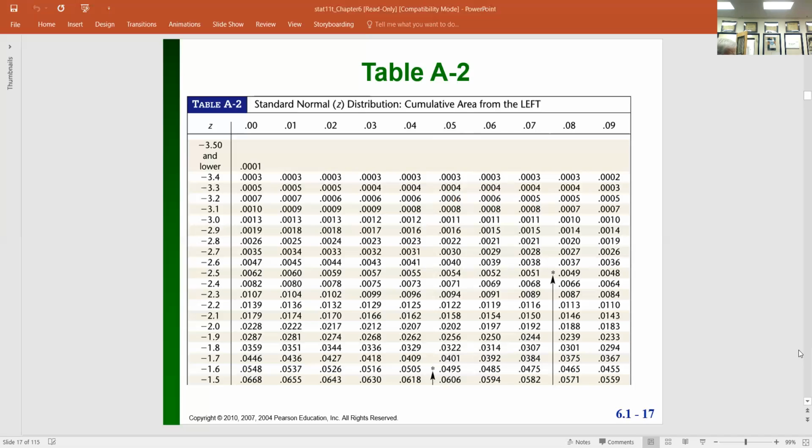Now remember that we first have to calculate a z-score. 115 minus 100 is 15, divided by 15. So the z-score on the right is +1. If we go back to our table and look at plus 1.0, we get 0.8413. So 84.13% of adults will have an IQ below 115.